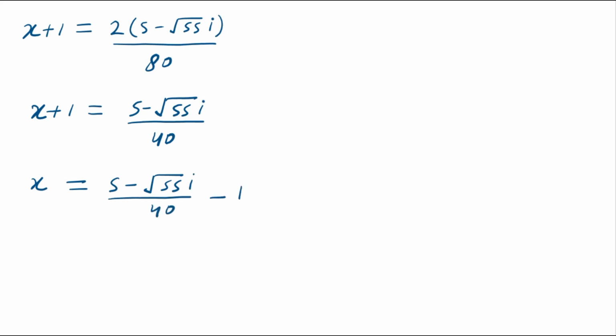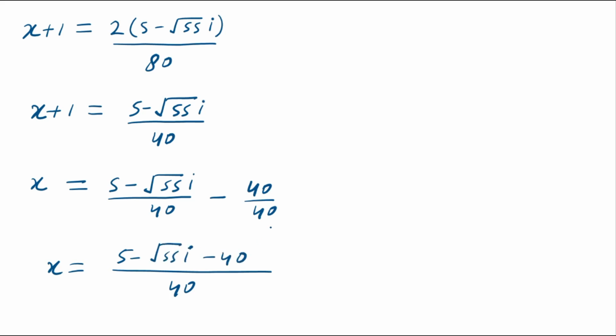And we can write this 1 as 40 over 40. Now x equals, the common denominator is 40, and in the numerator 5 minus square root of 55 times iota minus 40. Then the value of x equals 5 minus 40, which is minus 35, minus square root of 55 times iota, divided by 40. This is our second solution. Let's say this is x2 equals minus 35 minus square root of 55 times iota divided by 40.